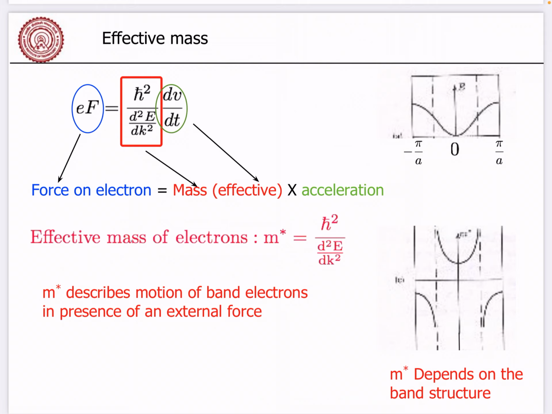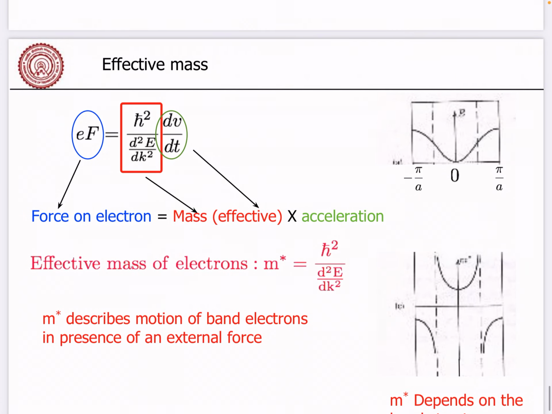So what I discussed here is basically the group velocity, how it behaves, how it is dependent on the band structure, and also the concept of effective mass, how you get this effective mass from the band structure, right?